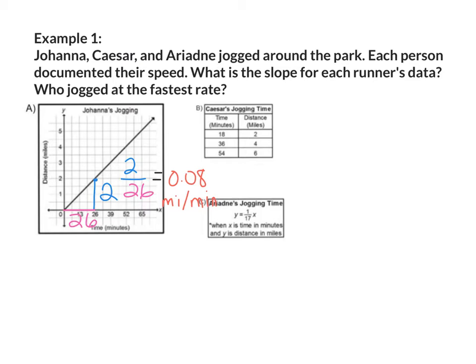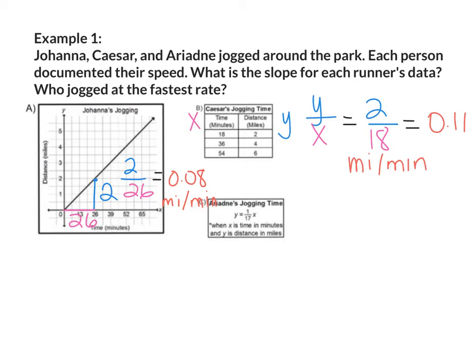So now we're going to move on to Caesar. Caesar's jogging time is represented by a table. So on the left we have the time, on the right we have the distance. So the time is represented by x, and the distance is represented by y. To find the unit rate, we take our y value, and we divide it by our x value. So I'm going to pick 2, and I'm going to divide by 18. So 2 divided by 18 will give me 0.11. And that's going to be miles per minute.